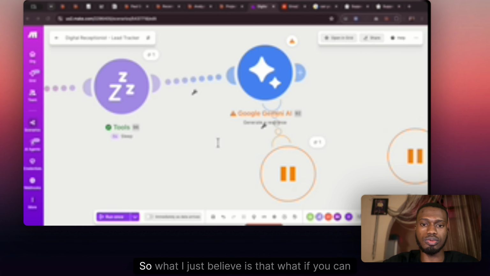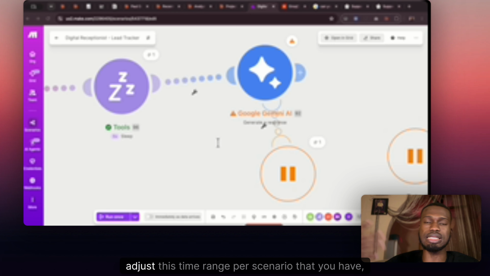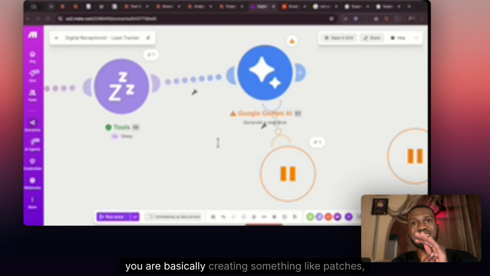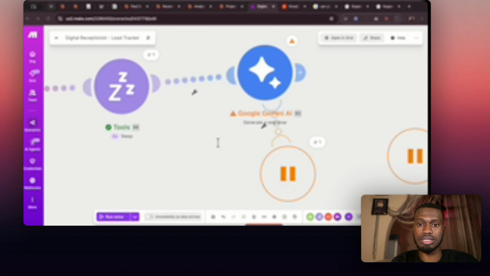So in cases like this, you could actually see this work. What I believe is that if you can adjust this time range per scenario that you have, you are basically creating something like batches. You understand? It's more like pagination, where the first 50 goes, the next 50 goes, the third and the fourth 50 goes. So when it comes to this, I believe that you are actually able to solve this easily.